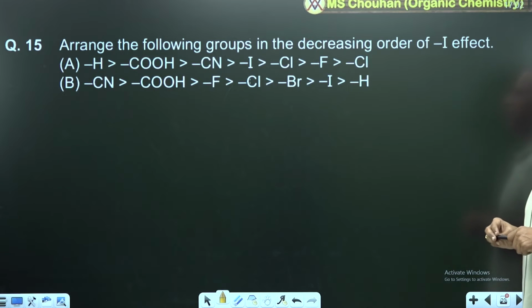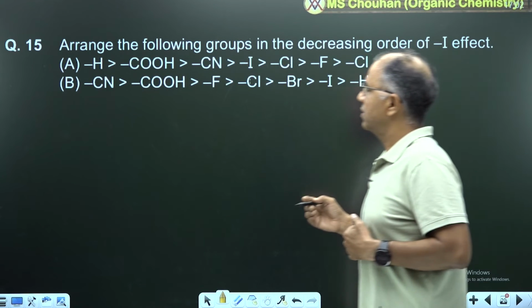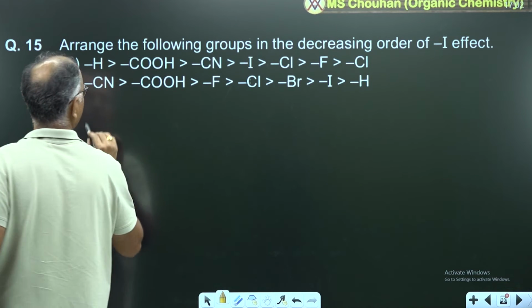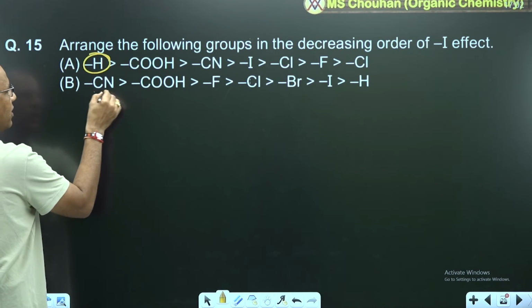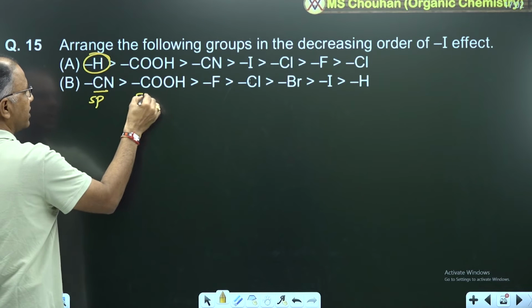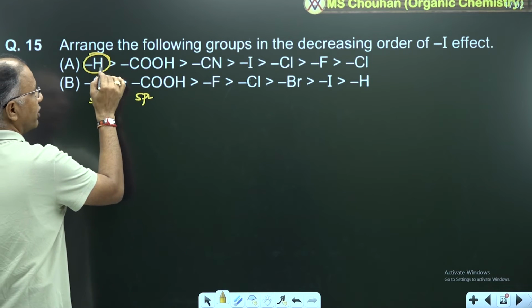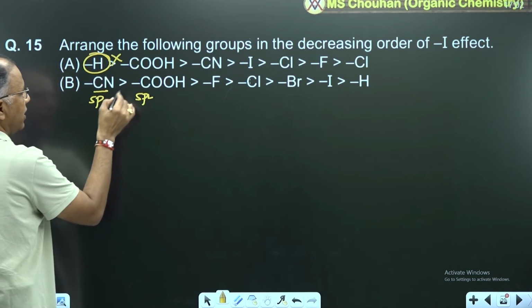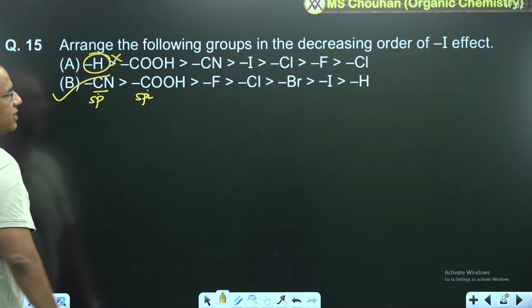What is the decreasing order of minus I? What is the correct answer? Now this question becomes very simple because of this hydrogen. This is sp hybridized and this is sp2. Hydrogen is showing strong minus I. This is wrong. sp hybridized, then sp2 hybridized, this is correct.